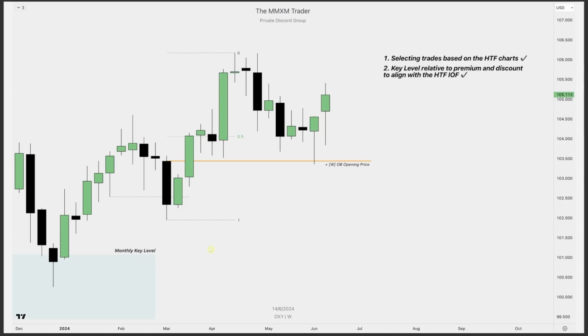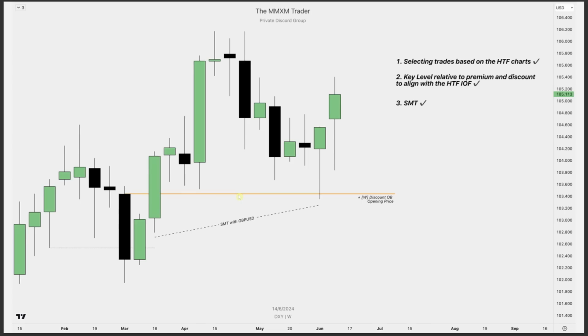Now step number two, we need a key level relative to the premium and discount. We have a weekly order block over here, and it is in discount, so we don't want to see this in premium, we want to see this in discount. It has to be relative to that premium and discount level, and it needs to be aligned with higher time frame order flow, which is bullish, right? So step number three, we look for that SMT. We have SMT from this low to this low. So GBP USD took out its high while DXY did not take out its low. That is the crack in correlation inside that key level.